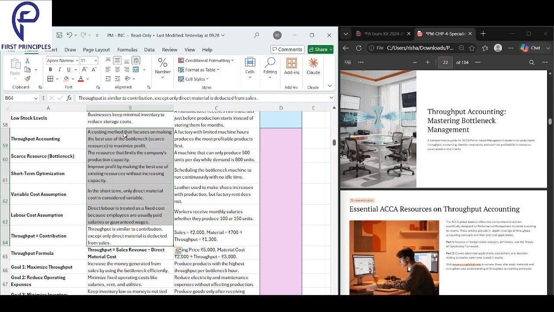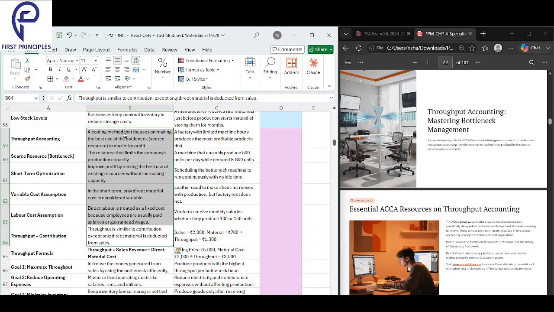So what is throughput? You focus on the bottleneck and try to maximize that. Second, short-term optimization: you make sure of the best resource optimization. You're doing variable cost in the short term. Only direct material is variable. The direct labor is treated as a fixed cost because employees are usually paid salary or wages. So direct labor is considered a fixed cost as well.